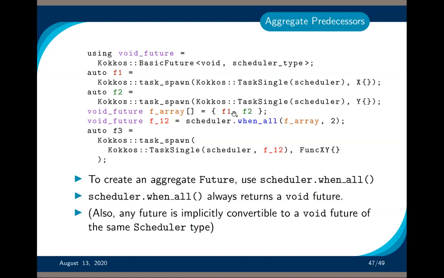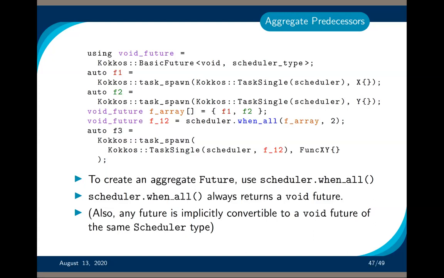And scheduler.winAll returns a void future also. So now that we've spawned F3 as dependent on this aggregate future F12, we can know that inside of func.xy, it is safe to call f1.get and f2.get.